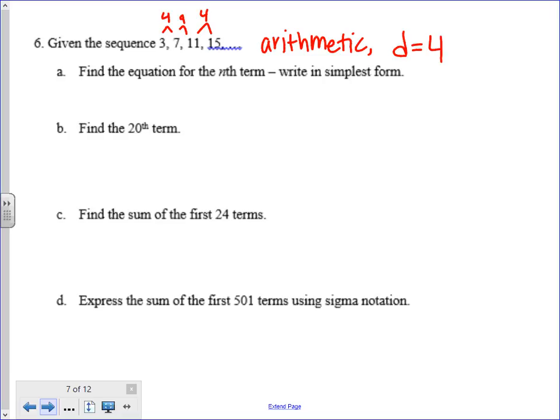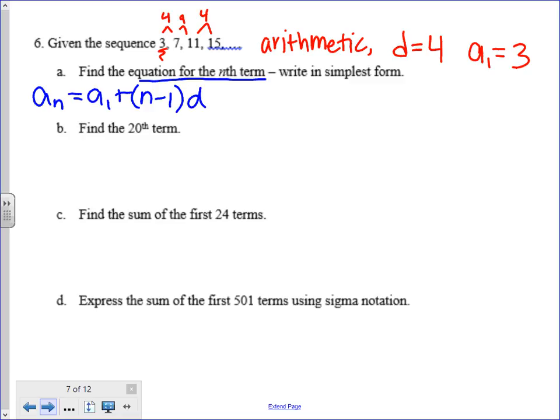Some other information that I already can tell just by looking at the sequence is that the first term here, a sub 1, equals 3. That's information that I can write down to start. Now it says find the equation for the nth term. When I'm finding an equation for an nth term, we said at the beginning of the video that we need to use the sequence formula. And for an arithmetic sequence, it's a sub 1 plus the quantity n minus 1 times d.